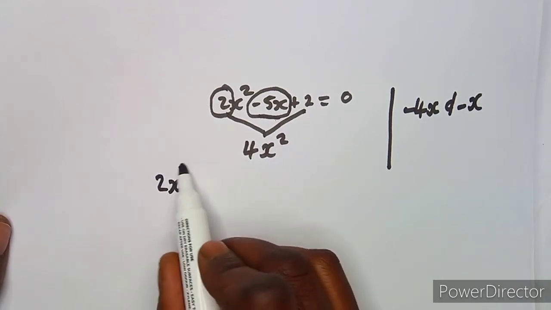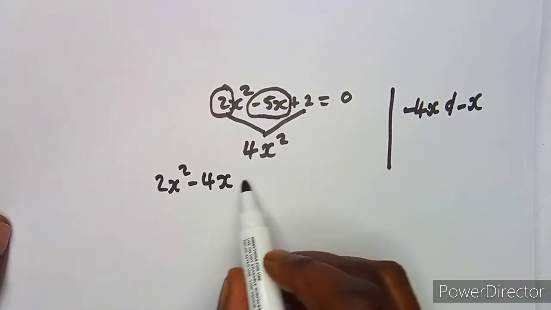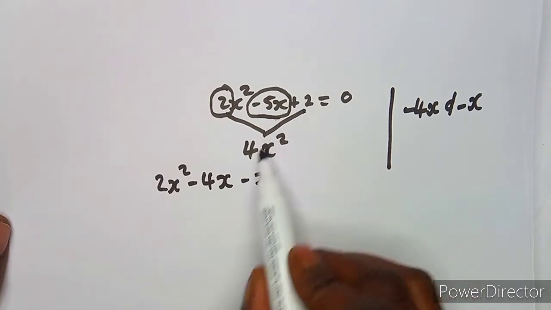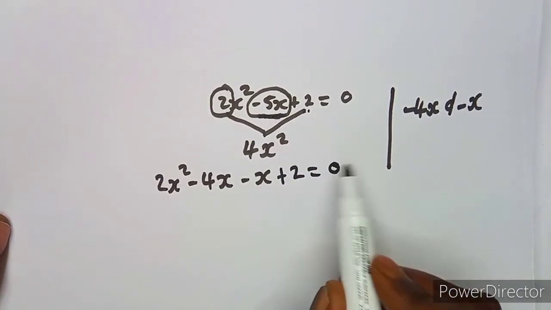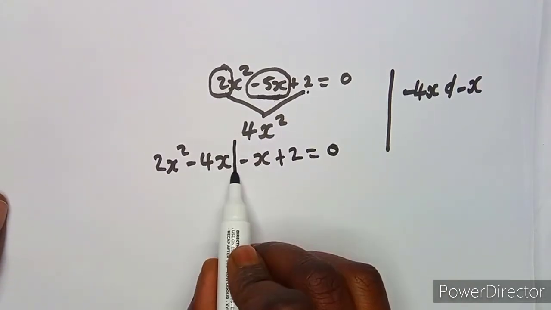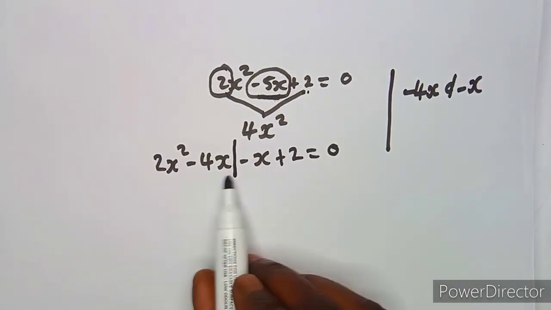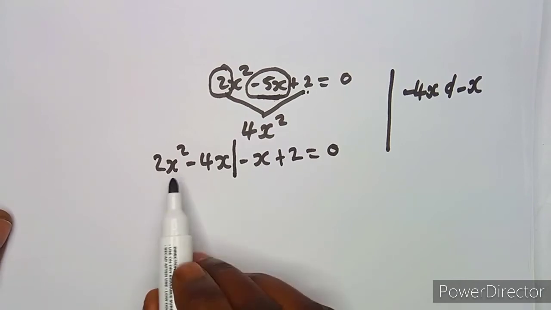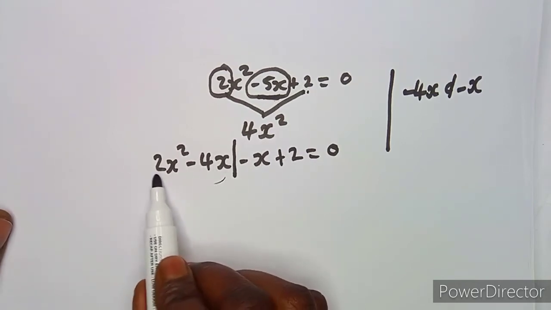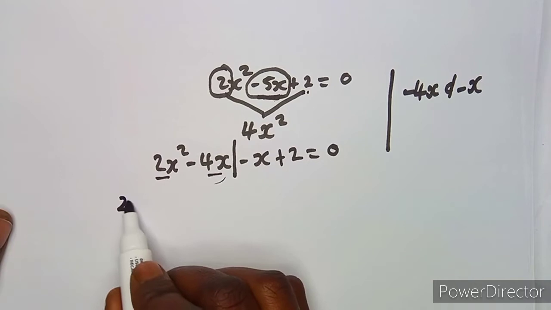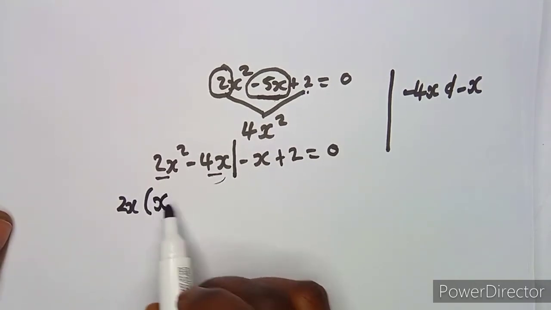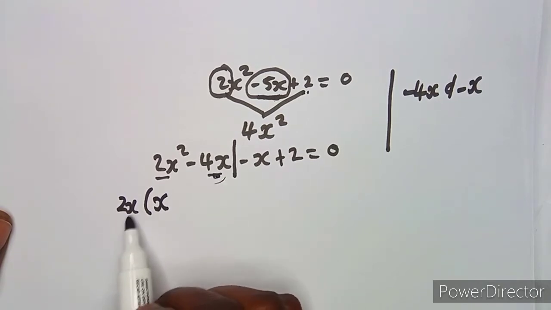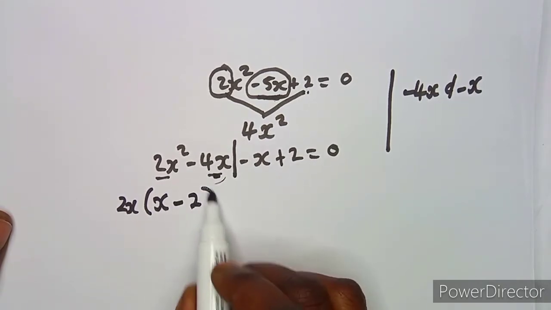So that's 2x squared minus 4x minus x. We substitute into the middle term, then we've got plus 2 is equal to 0, like that. So this is by grouping. We are going to group our terms into 2 terms like this. We factor out what is common between these two. We are going to have 2x into 2x squared divided by 2x, which is x, minus 4x divided by 2x, which is minus 2.